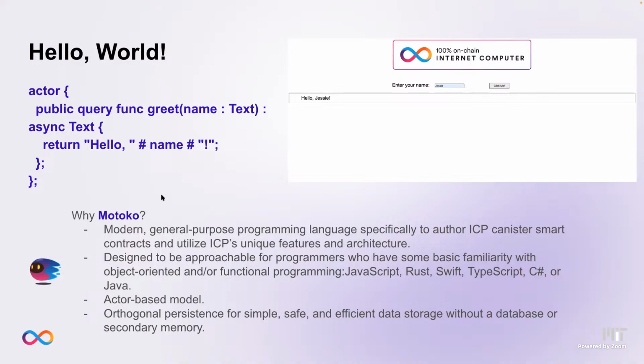And so why would you want to use Motoko? Why bother learning a new language? Motoko is meant to be a general purpose programming language, but it was designed specifically to author ICP smart contracts and utilize ICP's unique features and architecture. It is designed to be approachable for programmers who have some familiarity with object-oriented or functional programming. So if you have experience with JavaScript, Rust, TypeScript, etc., it's designed to be pretty familiar in that regard. It uses an actor-based model, and it also uses orthogonal persistence for simple, safe, and efficient data storage.